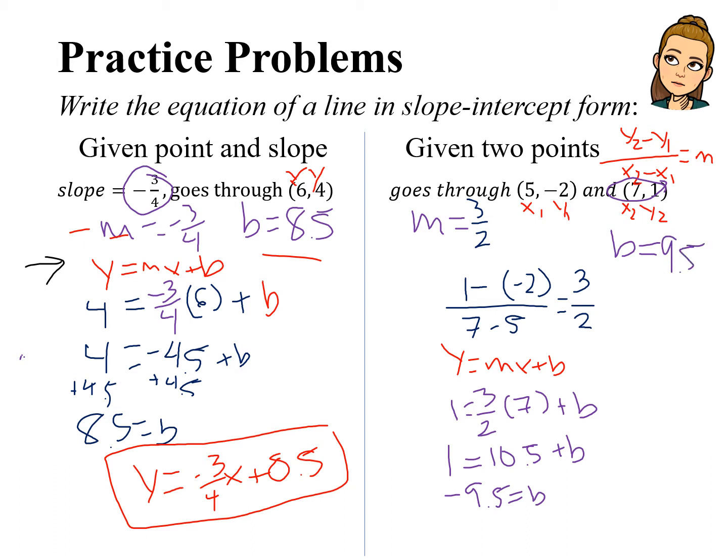Now I just need to pop my pieces back into my original equation, and I find out that I have y equals 3/2 x minus 9.5, or plus a negative 9.5. My negative sign kind of got lost there. There's still a negative there. Beautiful. I can find my linear equation when I'm given 2 points.